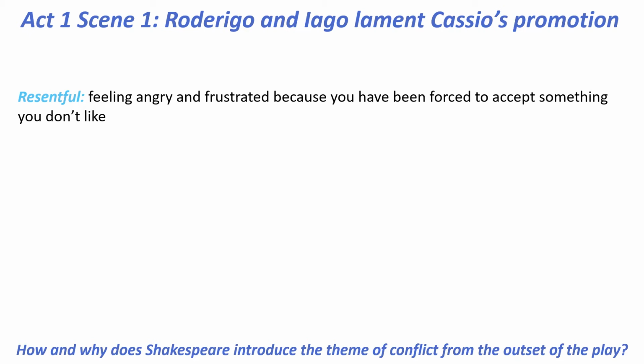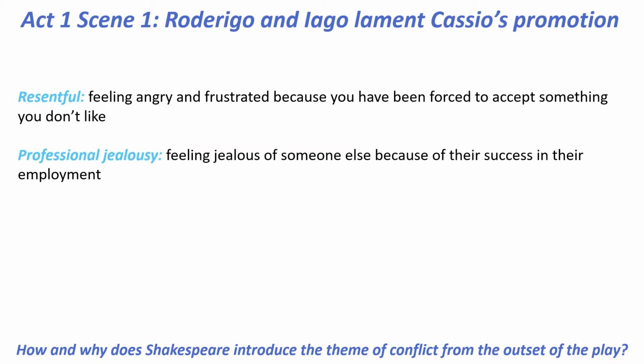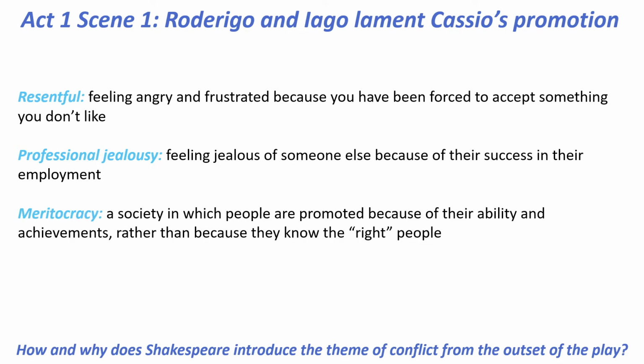Firstly, the word resentful. So feeling angry and frustrated because you have been forced to accept something you don't like. Iago is resentful towards Cassio because Cassio has been promoted. Iago is resentful towards Othello because he believes that due to Othello's race he shouldn't be in this position of power within the army. The word professional jealousy is very important throughout the play as well, and that's feeling jealous of someone else because of their success in their employment. Iago has professional jealousy towards Cassio because of his promotion.